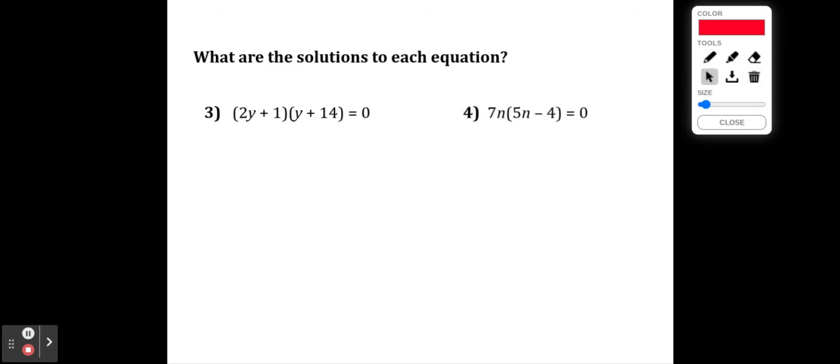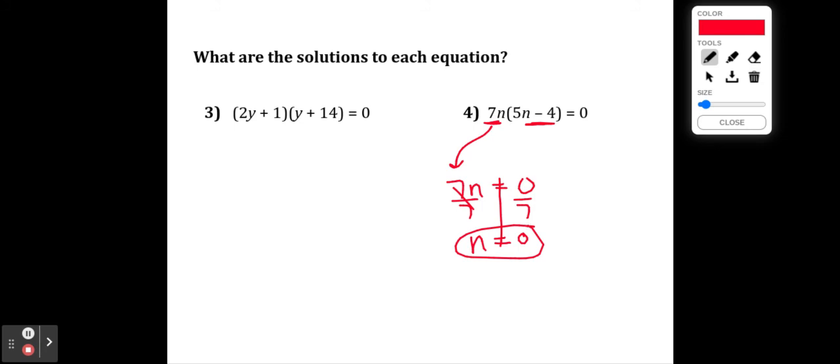Okay, let's try number 4. This is our last one. So here we have 7n, and we're multiplying it by 5n minus 4, and I'm saying that the product is 0. Okay, so we've got 2 factors. One of them would have to be 0 for this to be true. So I'm just going to pull down the first factor, 7n, and say, what if the 7n was equal to 0? What would the value of n be? n would have to be 0 divided by 7, which is 0.